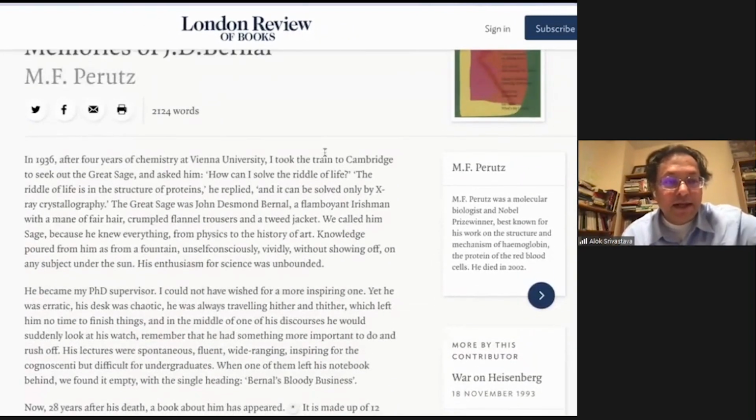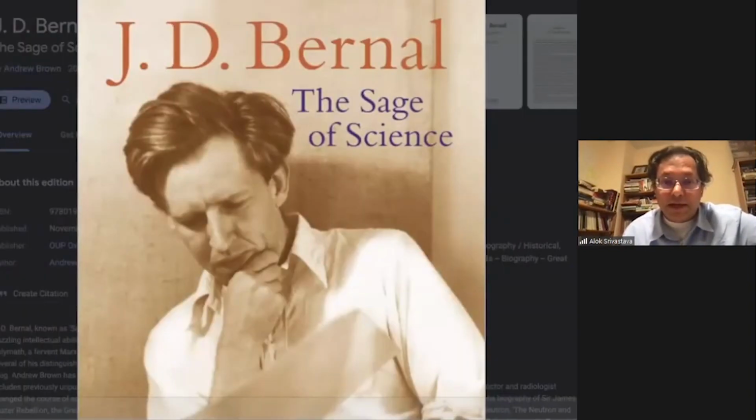And here's Max Perutz: "In 1936, after 4 years of chemistry at Vienna University, I took the train to Cambridge to seek out the great sage and ask him, how can I solve the riddle of life? The riddle of life is in the structure of proteins, he replied, and it can be solved only by X-ray crystallography." Just notice this is 1936. The Second World War hasn't exploded on Europe yet. The great sage was John Desmond Bernal, J.D. Bernal, a flamboyant Irishman with a mane of hair. Let me just show you the mane of hair. That's him as a young man.